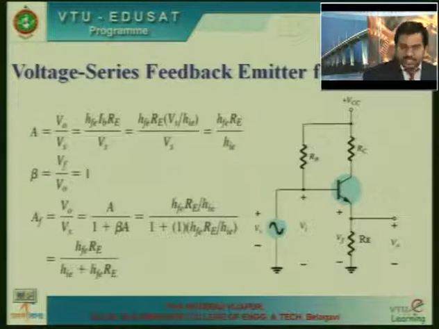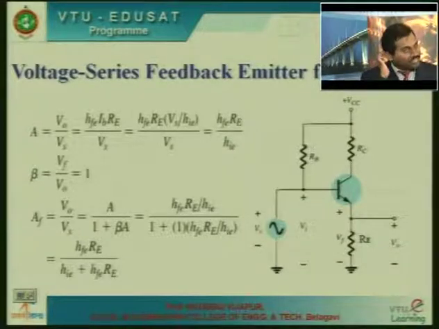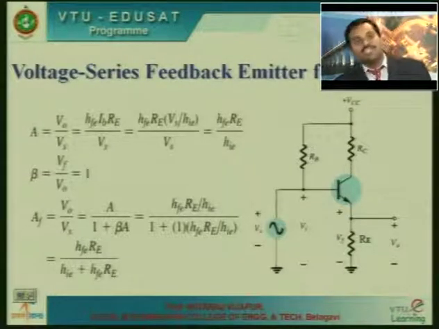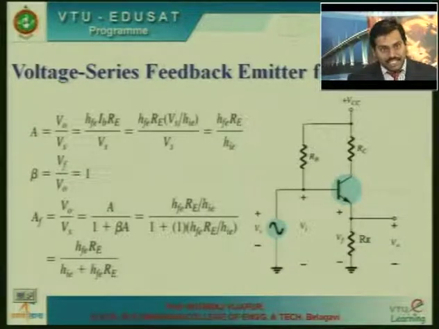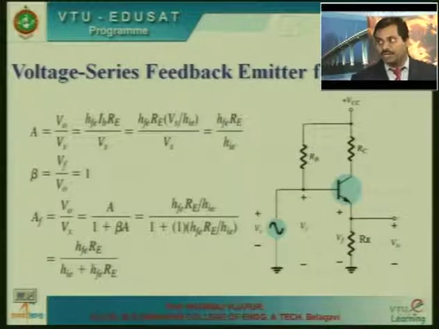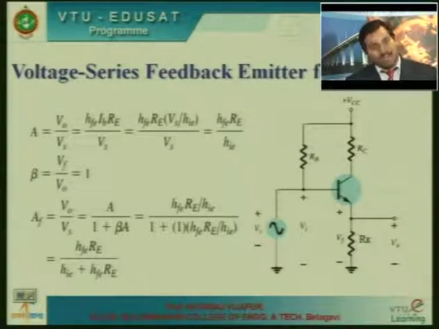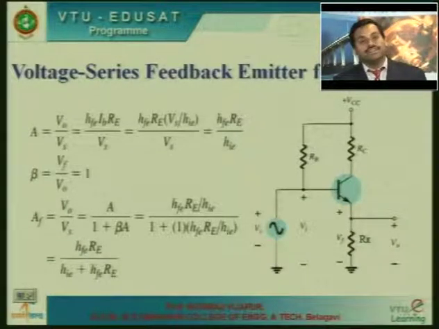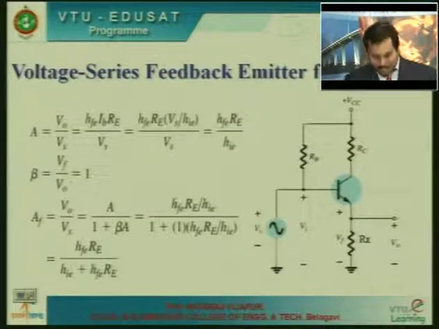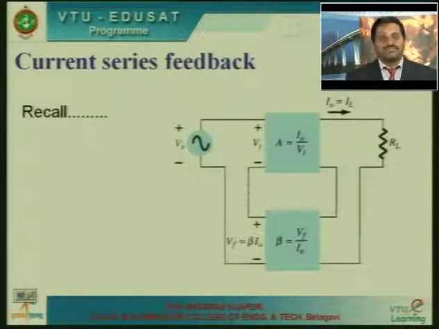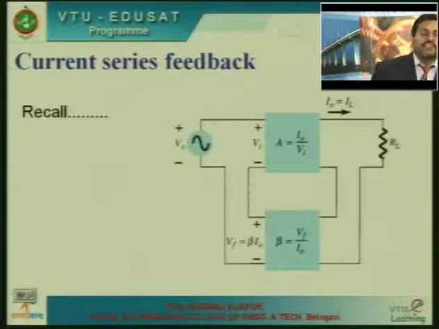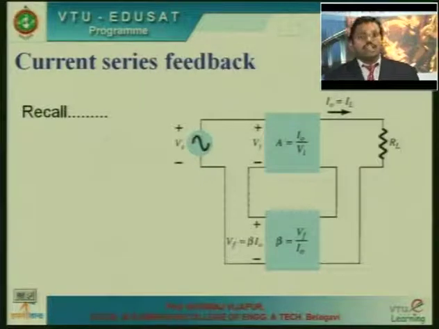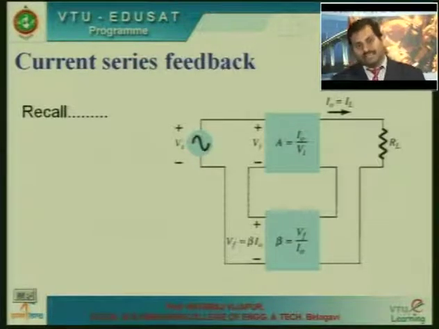Then next, in effect we discussed three circuits now: voltage series feedback with FET, voltage series feedback with op amp, and now voltage series feedback with emitter follower. We will proceed further to current series feedback, the next topology. Here we are going to discuss how the current feedback will help you.